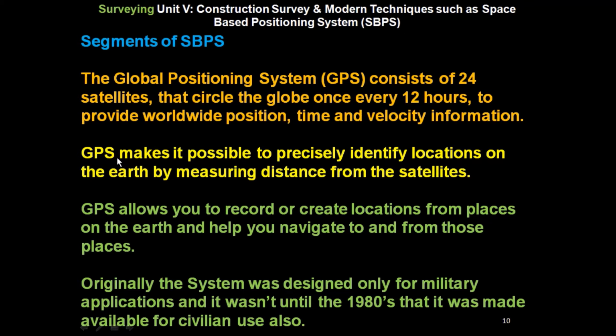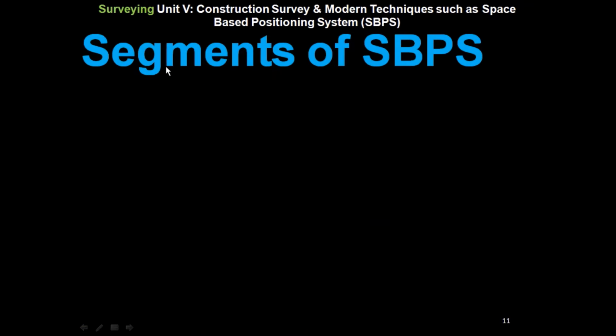GPS makes it possible to precisely identify locations on the Earth by measuring the distance from the satellites. GPS allows you to record or create locations from places on the Earth and helps you navigate to and from those places. Originally, the system was designed only for military applications, and it wasn't until the 1980s that it was made available for civilian use also. So we have seen the segments of SBPS, that is Space-Based Positioning System.